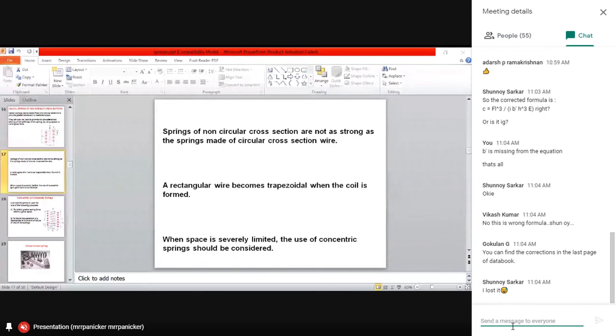So in the case of spring, the equations are very simple, easy to learn by heart. What is the wire diameter? What is the mean coil diameter? This parameter is very important. Spring index is the ratio of mean coil diameter to wire diameter, that is, D by d. And F is the load on the spring. Y stands for deflection. I is equal to the number of active turns.